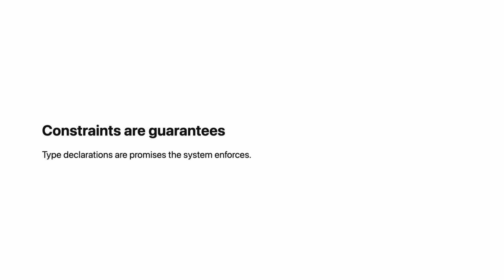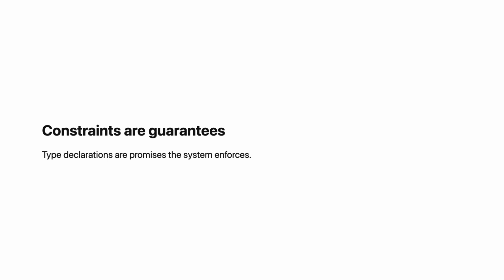If a value is typed as an integer, the program knows it can perform arithmetic. If a value is typed as text, the program knows it can concatenate strings. These constraints might feel limiting. You cannot put a string where an integer is expected. But these constraints protect you. They prevent you from doing things that do not make sense. They catch mistakes before the program runs. They make programs more predictable and reliable. Constraints are not restrictions. Constraints are guarantees.